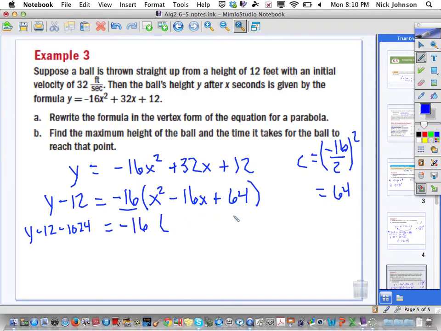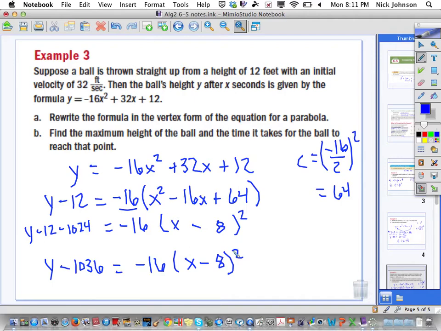And if you notice, this is my perfect square, so this is x, this is 8 squared, and the sign in the middle is negative. Okay? So, y minus 12 minus 1,024 is y minus 1,036 equals a negative 16 times quantity x minus 8 squared.